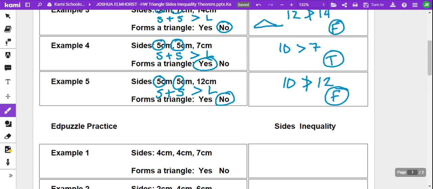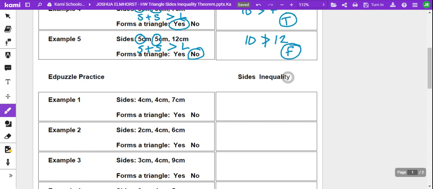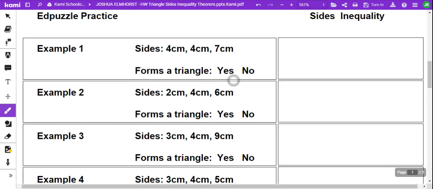We're going to move on to the Ed puzzle. If you have not seen the Ed puzzle at this, for not being in class, you can watch the Ed puzzle to help you out with these examples. We're just going to recap here real quick. So find the two smaller numbers. And you're going to label them.